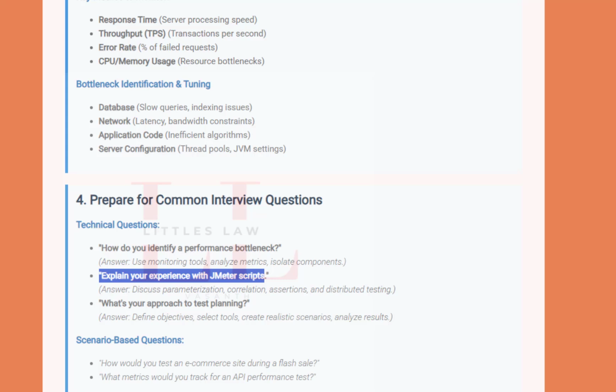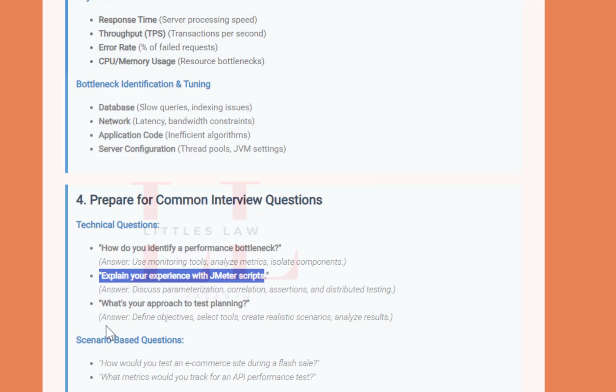Coming to the second question, it could be: explain your experience with JMeter scripts, where you have to talk about script parameterization. How did you handle the correlation? How did you set up assertions, and why did you set them up? And how did you conduct distributed testing across multiple machines? All these will add value to your experience with JMeter scripts.